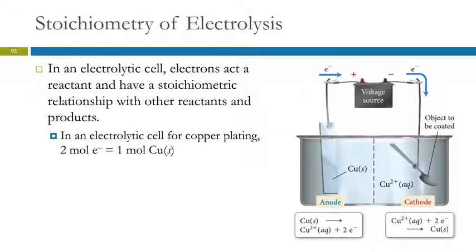So here we have an electrolytic cell where we've got a copper electrode here, and we have a spoon, it looks like, that we're going to plate with copper. So these two half cells are the same thing, and in fact there's not really two cells, it's all one container. But the voltage source here will cause the reaction to occur where we dissolve copper here, forming copper 2 ions, and over here we are plating copper onto the spoon.